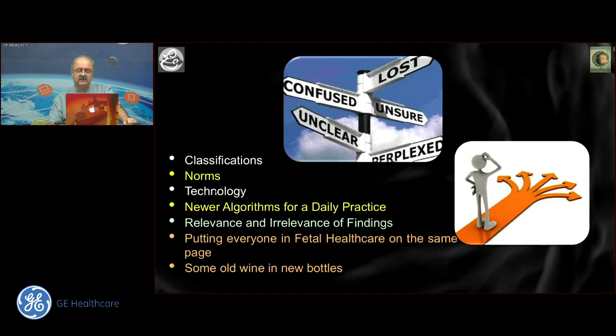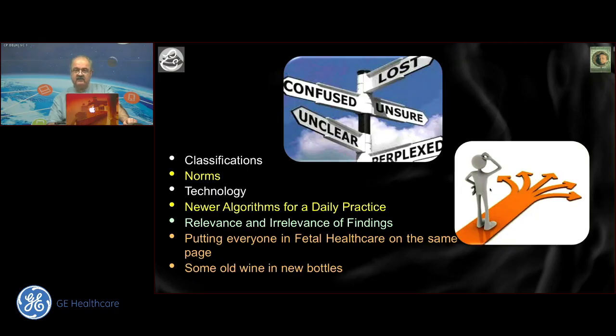We'll discuss technology, because you may not need all of it for the urinary tract, but you may need a lot of it where it is required. There are some newer algorithms for daily practice, and these become important. There will be the relevance of some findings and the irrelevance of some findings. And importantly, to figure out that everybody in healthcare would be on the same page.